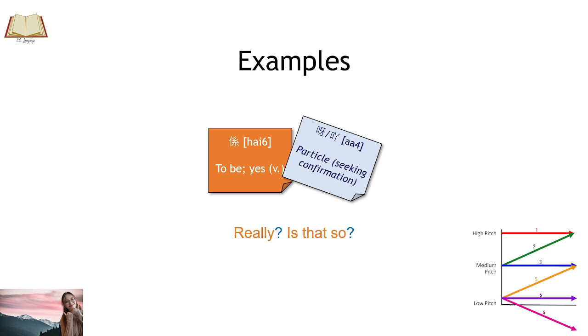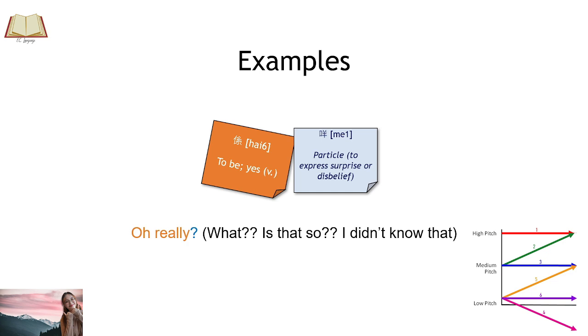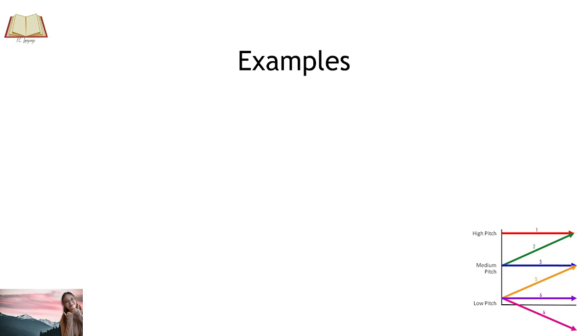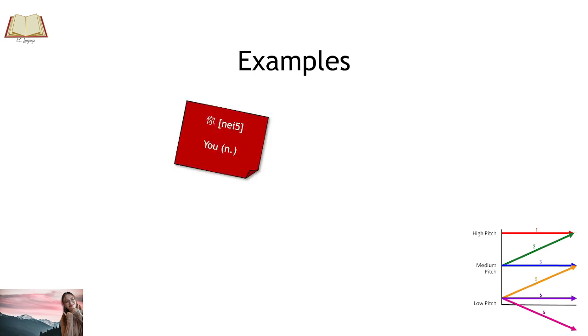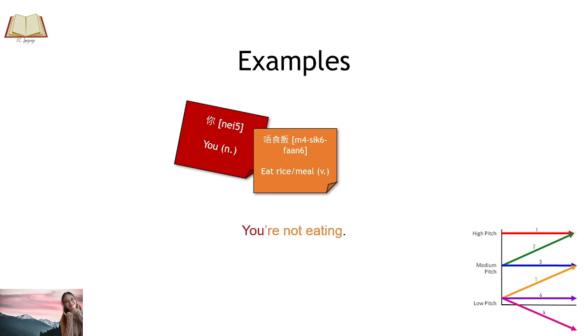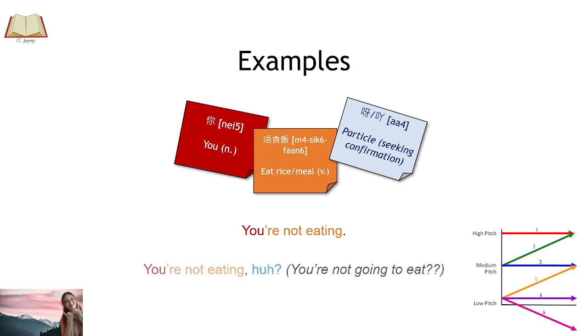But don't confuse this with the earlier, hai me. This expresses surprise or shock and conveys a tone of disbelief. In this example, 你唔食飯. On its own, this means you're not eating. Adding 你唔食飯啊 makes the question softer and more conversational, as if the speaker is gently confirming or checking in rather than asking directly. You're not eating, huh? As in, you're not going to eat?